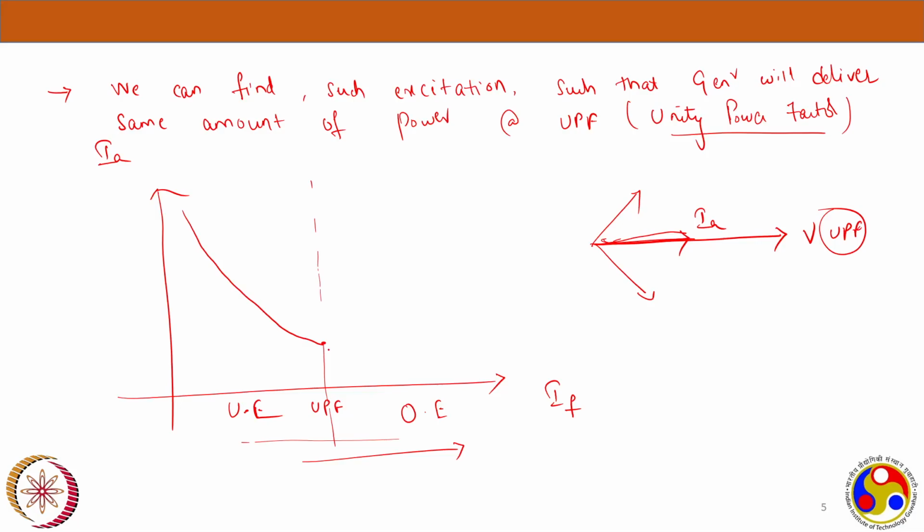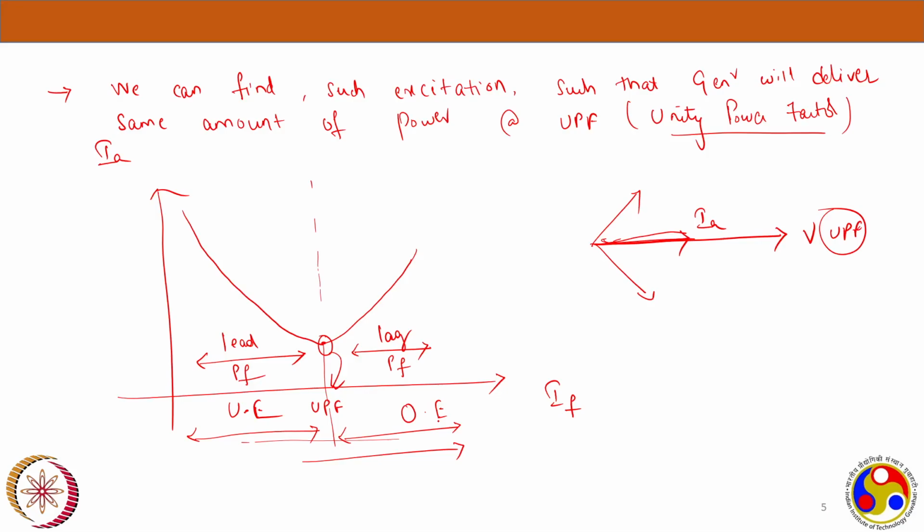Till this point, my power factor is what? Leading, right? At this point, you will have a unity power factor. If you increase the excitation further, your IA would increase and it will go into the lagging power factor. So like this, it will increase. This is the lagging power factor. This is UPF. This is lead power factor. This is lag power factor. This is under excited. This is over excited.